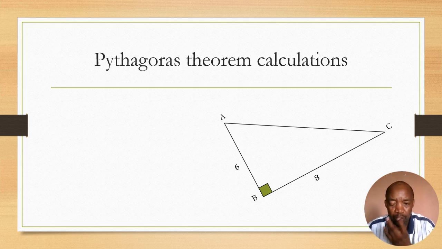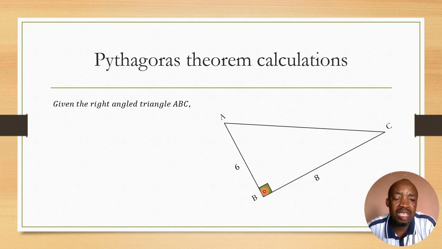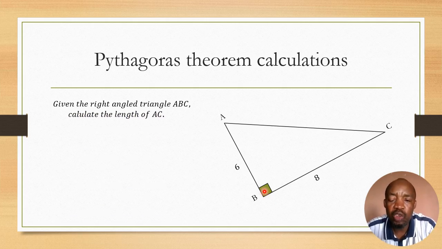Moving on. We are given another right-angled triangle. There's your 90 degrees angle. What do they want here? Given a right-angled triangle ABC. Now, different from the first triangle, this one is labeled ABC. Calculate the length of AC. Now, AB is 6 units, BC is 8 units. We want to know AC.